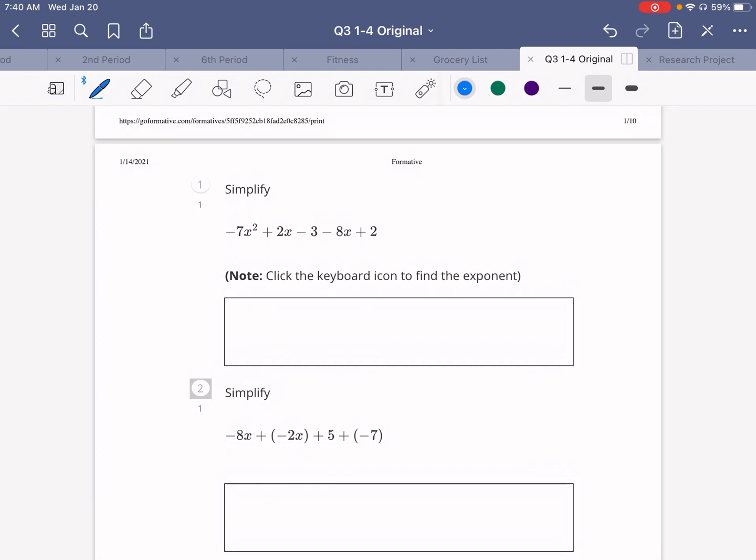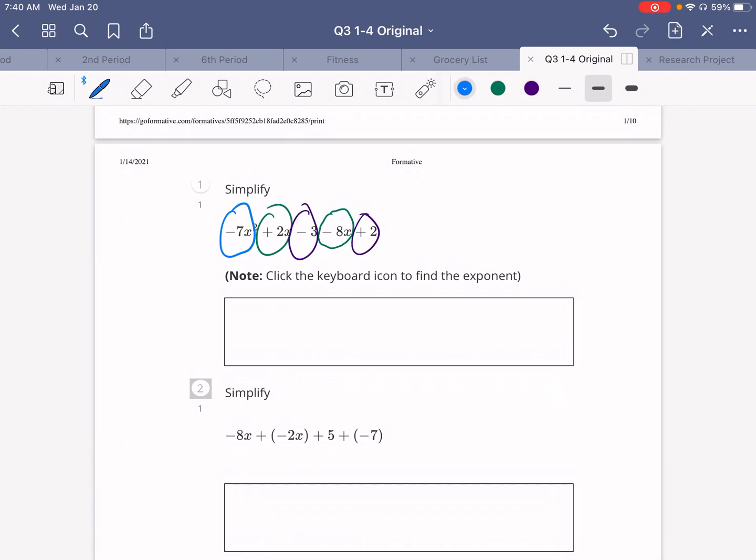I'm going to circle the like terms. So I have negative 7x squared. That's my only x squared term. And then I have two positive x's. And remember, always grab the sign to the left of the term. So it's a negative 8x. And we have negative 3 and positive 2.